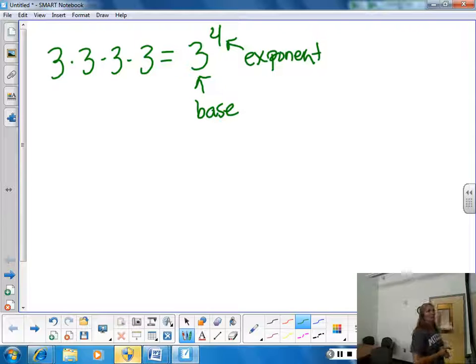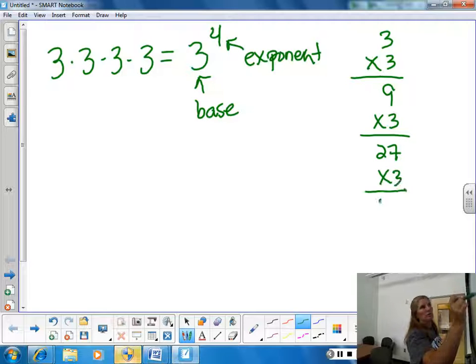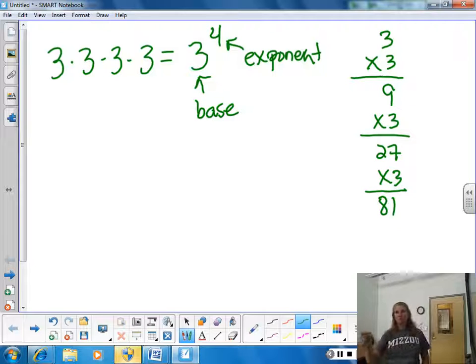How I would multiply this is I would say 3 times 3 is 9, times 3 again is 27, times 3 again is 81. So it's not 3 times 4, it's 3 times itself, times itself, times itself, because there's 4 of them. So 3 to the 4th power would be 81, not 12. So you just want to remember that when you have a power like that, it multiplies the number.